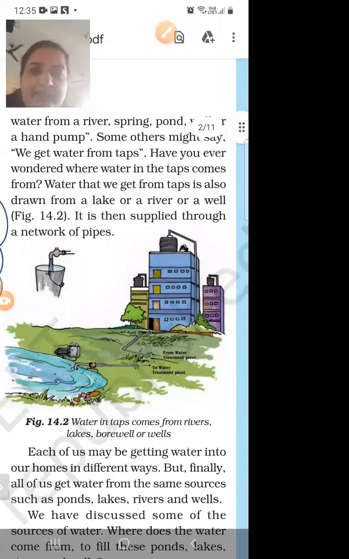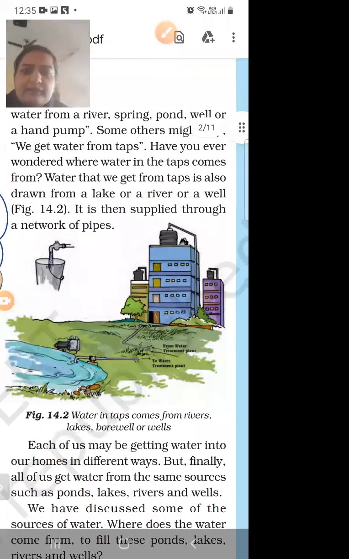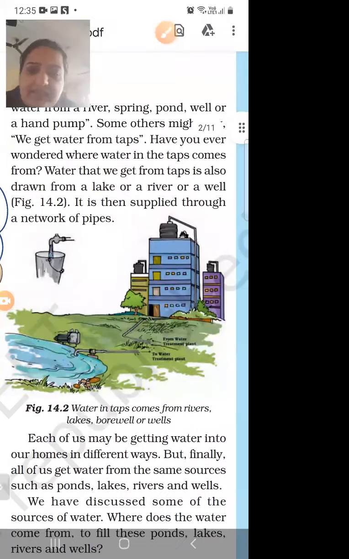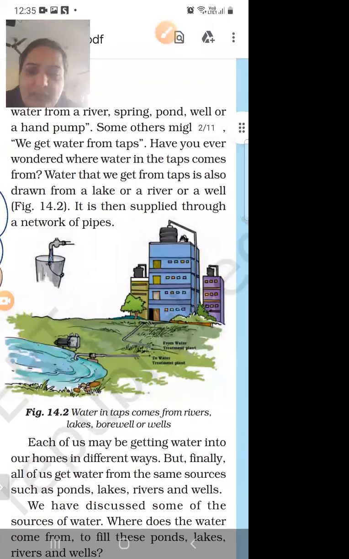So what are the sources of water? River, spring, pond, well, and a hand pump. And how does water come to the taps? Water comes to the taps from a lake or a river or a well. And how does it come? It comes through a network of pipes. As shown in the figure, water comes into our house through a network of pipes.